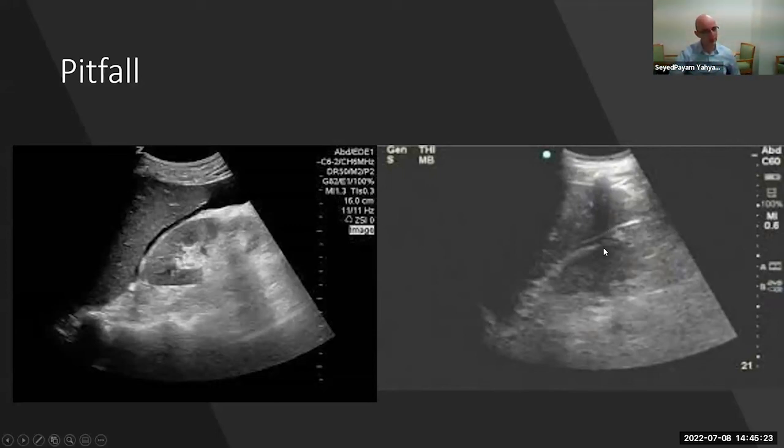So this is called the double line sign. And when that happens, it's actually not free fluid, it's the perirenal fat. When it is free fluid, it's just one hyperechoic line. That is a very, very common pitfall, and I've seen it many, many times by people being called as positive EFAST for free fluid, but it's actually just perirenal fat.